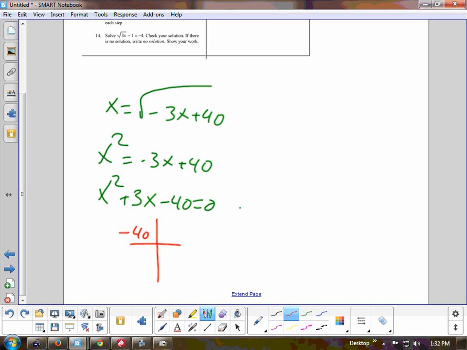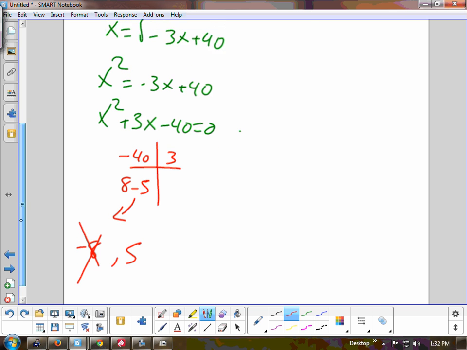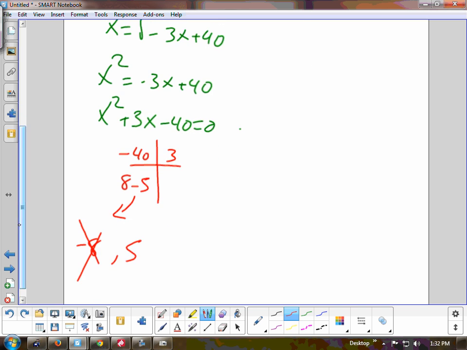Factors of negative 40 that add up to 3. I believe it's 8 and 5, and the 8 is positive, 5 is negative. And then what we said is do the opposite of this for your answer. So negative 8 and 5 are your answer. We're going to throw out the negative 8 because when we plug it in, it's going to get a negative for a square root. And then we're going to check the original with the 5.